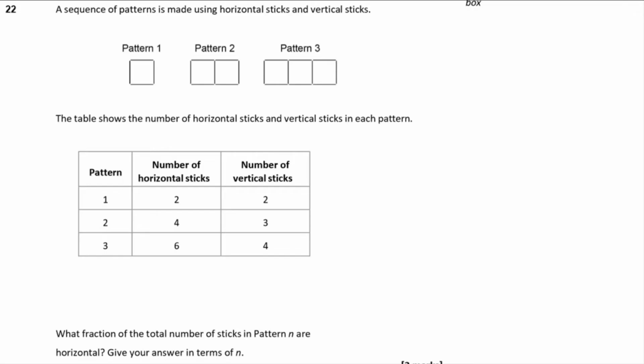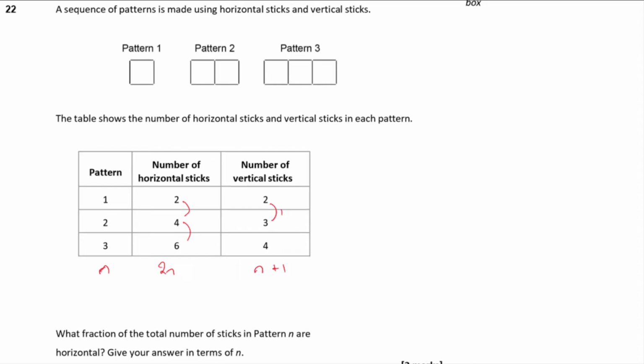Okay. Right, so this first sequence, number of horizontal sticks, that is a linear sequence. It's going up in 2s, isn't it? So this would be 2n. Okay, so the first pattern is 1, 1 times 2 is 2, so that actually fits. And this second one is going up in 1, so it has something to do with n, but it's actually 1 more than n. It's n plus 1, isn't it? So the nth terms are going to be 2n and n plus 1.